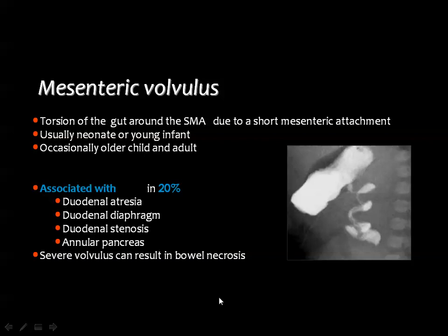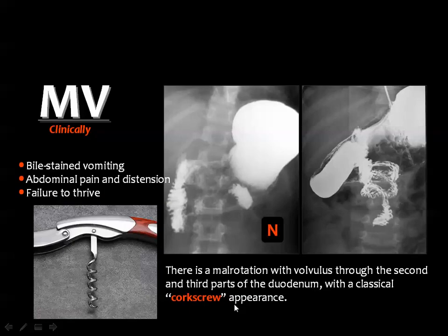And if you have the barium study, you have this very classic appearance, which is known as the corkscrew configuration of the proximal bowel. You can compare the normal appearance of the duodenum and the proximal jejunum with this classic appearance of corkscrew, which indicates the presence of mesenteric volvulus or midgut volvulus. The patient will present with bilious vomiting, abdominal pain and distension, and failure to thrive.